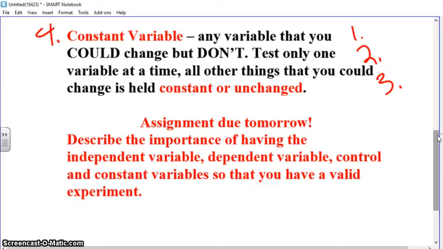Do you want me to write that in complete sentences? Yes, you do. Absolutely. And is there any minimum, or just as long as it covers it? Whatever you feel like covers it. Okay. And we will discuss it tomorrow. All right. Great.